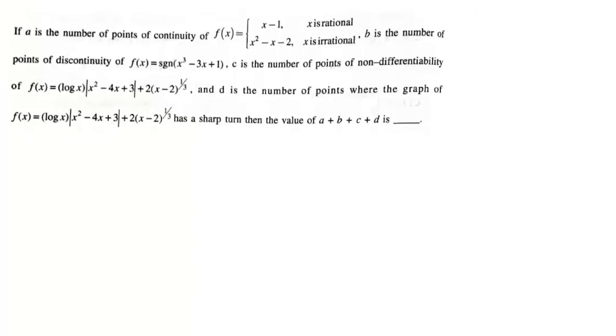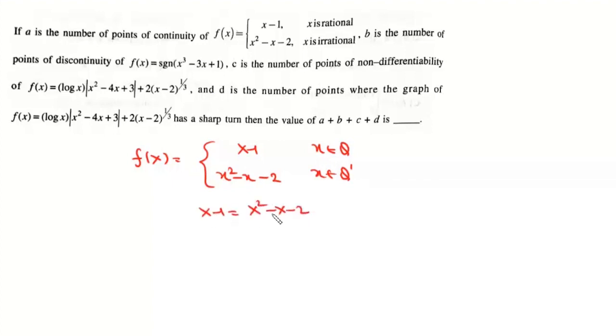Now the question is, let A be the number of points of continuity of f(x), which is defined as x minus 1 when x is rational, and it is x square minus x minus 2 when x is irrational. Now we have already studied such functions, and we know that the only points where this function will be continuous is when x minus 1 is equal to x square minus x minus 2. Now we can write this as, so here we'll get 2 points. So in this case, the value of A is simply 2.